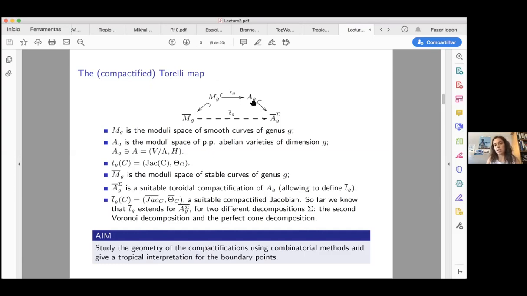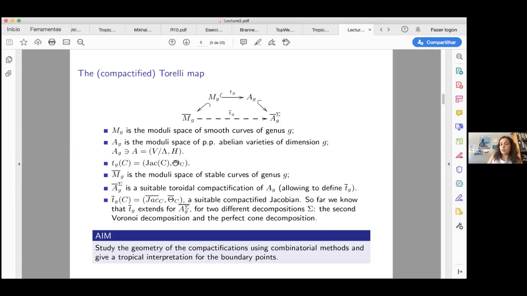The moduli space of abelian varieties of fixed dimension g, and one compactification, A_g sigma. So what's the idea? There's a classical morphism between M_g and A_g, which is called the Torelli map, or the Torelli morphism. How does this work? Given a curve C, the Torelli map T_g sends C to the Jacobian of C with the principal polarization given by the theta divisor.